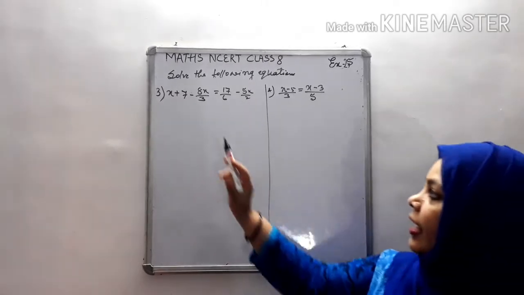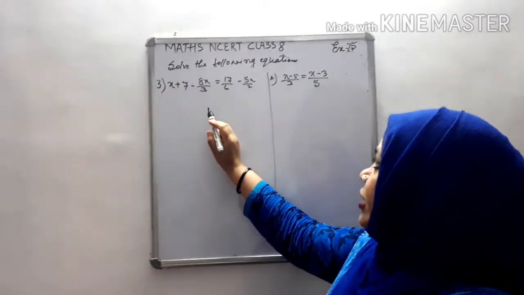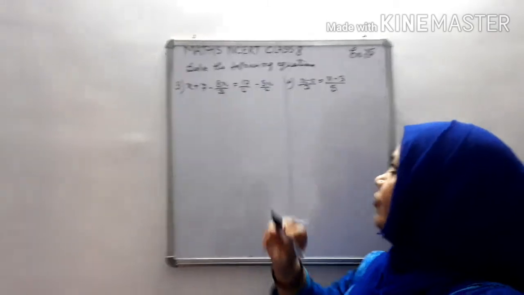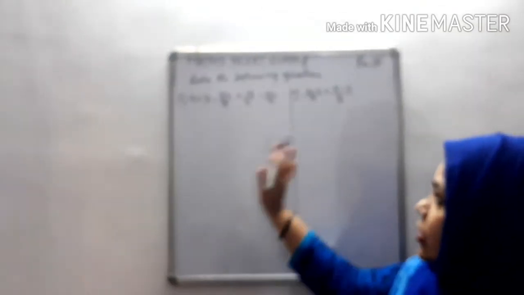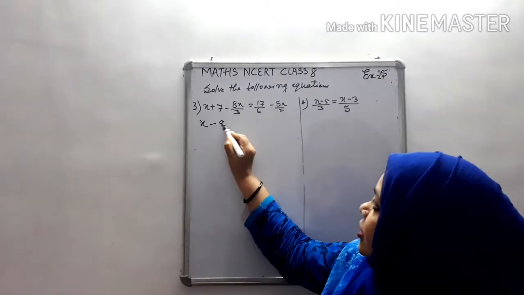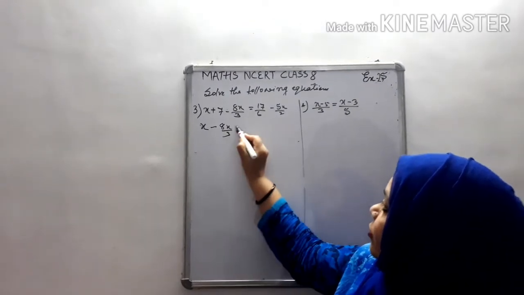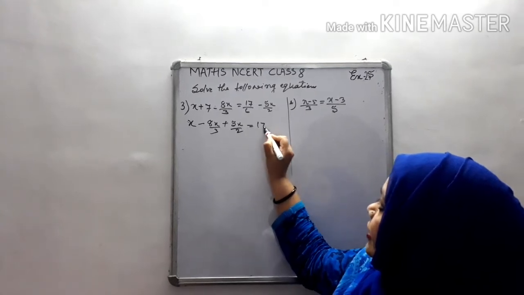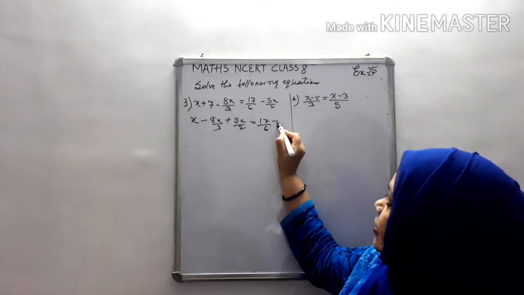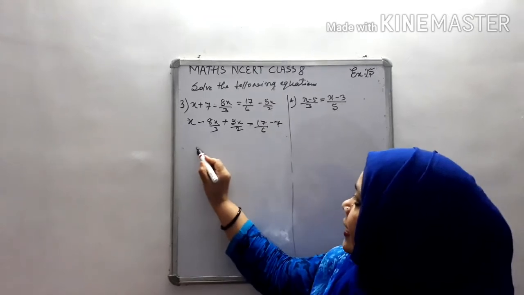Number 3. x plus 7 minus 8x by 3 is equal to 17 by 6 minus 5x by 2. These and these are variables. So put it together, we will keep x by 3 together. Here it will go, then it will change into 5x by 2 is equal to 17 by 6 minus 7. Transpose to RHS. Now take LCM of 3 and 2.